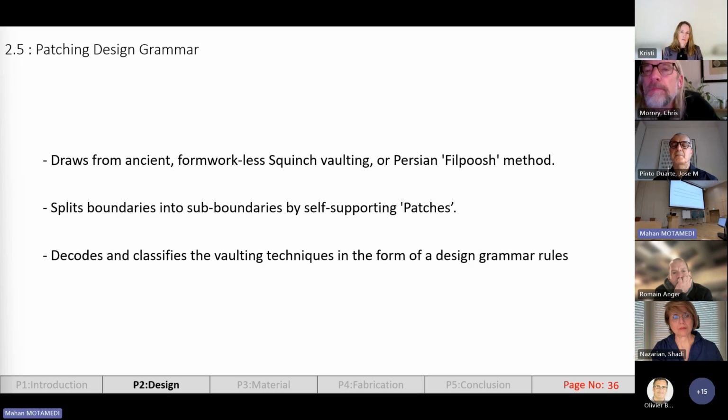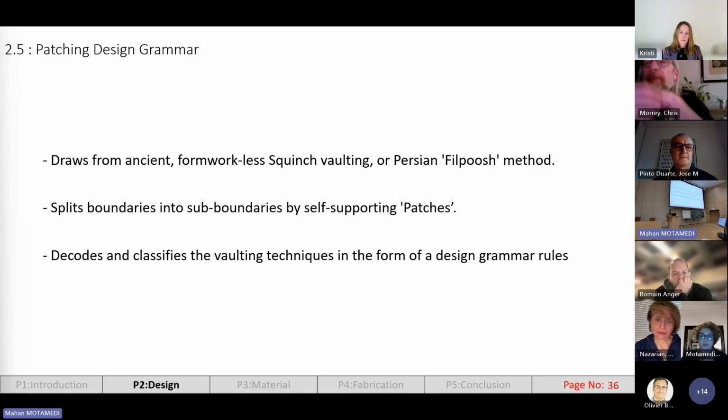Now I want to introduce the patching design grammar. The patching method is inspired by ancient vaulting techniques without formwork, especially the squinch vault technique, which is originally called field push in Persian vaulting vocabulary. Field push is a method to convert quad boundaries, such as the square and rectangle, into circular boundaries suitable for the construction of domes. This method shaped the initial inspiration for the patching technique to divide the span of the boundaries using self-supporting elements such as the squinches and pendentives, and finally domes.